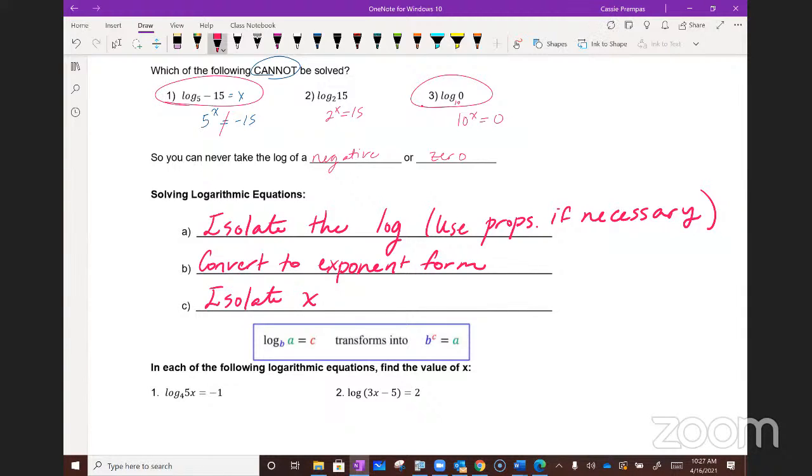Now, sometimes I get some confusion on what it means to isolate the log. As long as the log has a subscript and a value, it's isolated. So as long as the log has a subscript and a value, it is by itself. So this is an example of an isolated log.